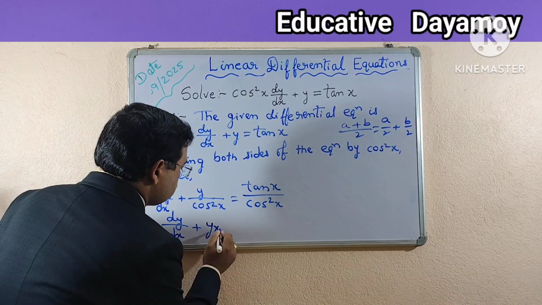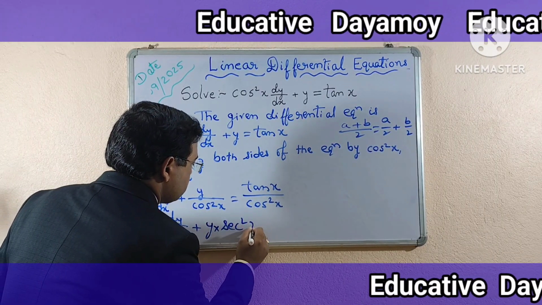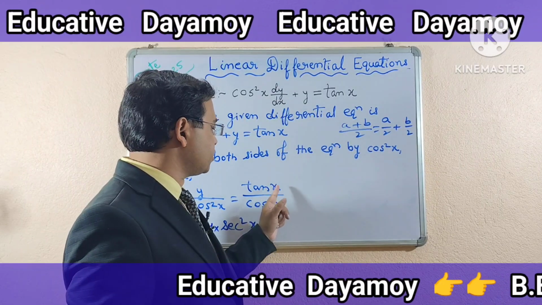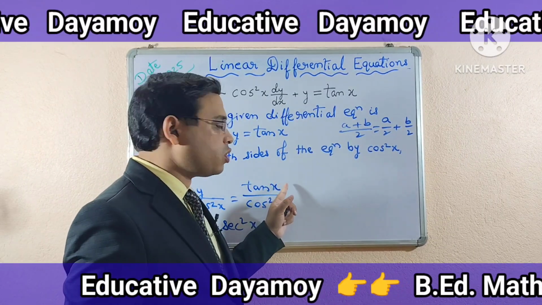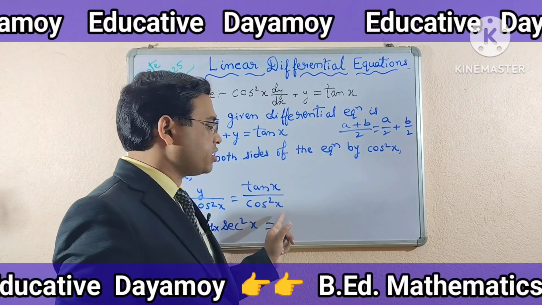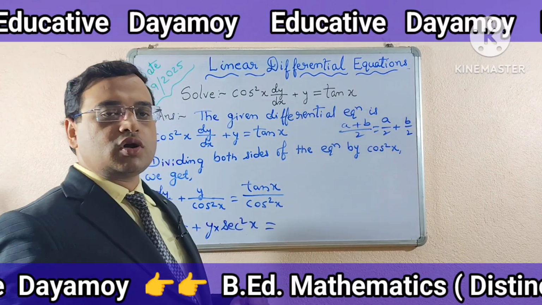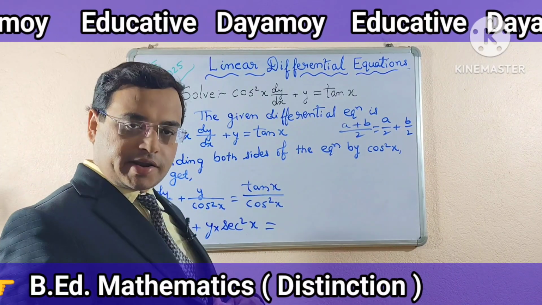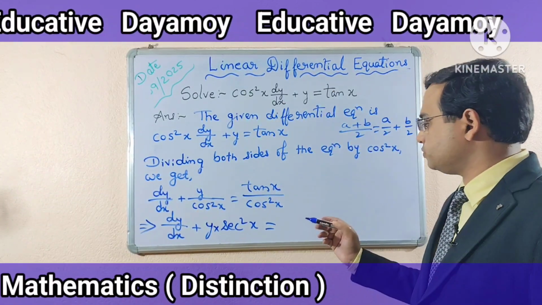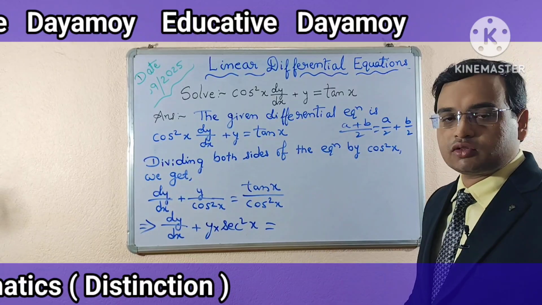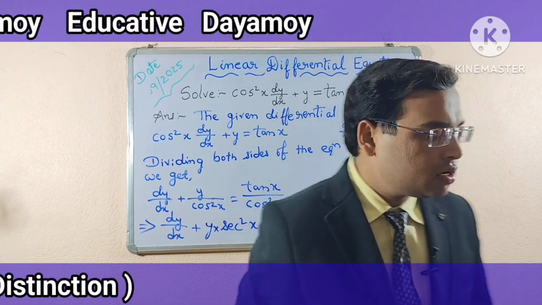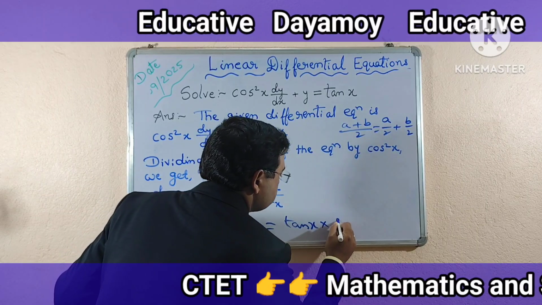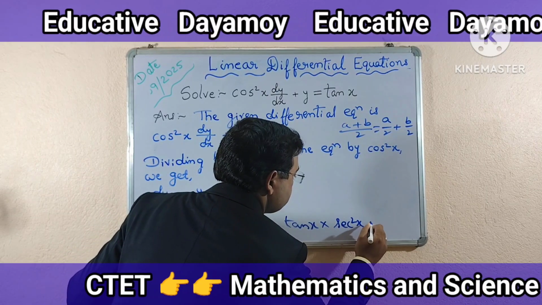So I am writing y into sec square x equals to, now see here also same thing happens. Tan x, nothing is there, means into 1 is there. Tan x into 1 by cos square x. Okay, tan x into 1 by cos square x, this you calculate in your mind as you are fully mature to do this in your mind. Okay, now see, tan x into 1 by cos square x, what it will be? Tan x into sec square x. Now I will write here tan x into sec square x.